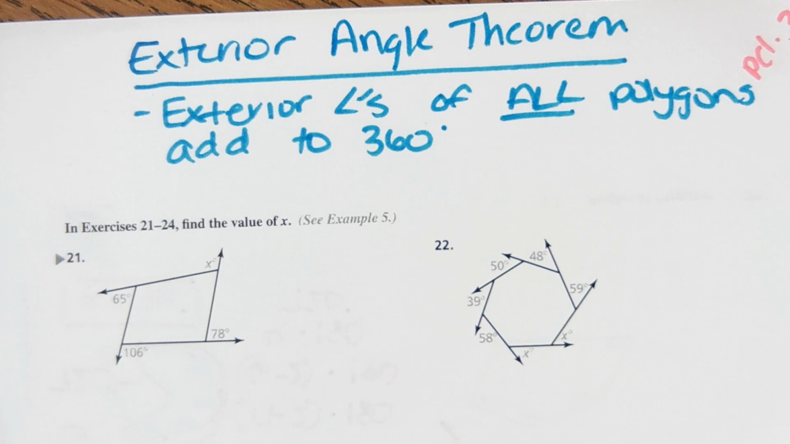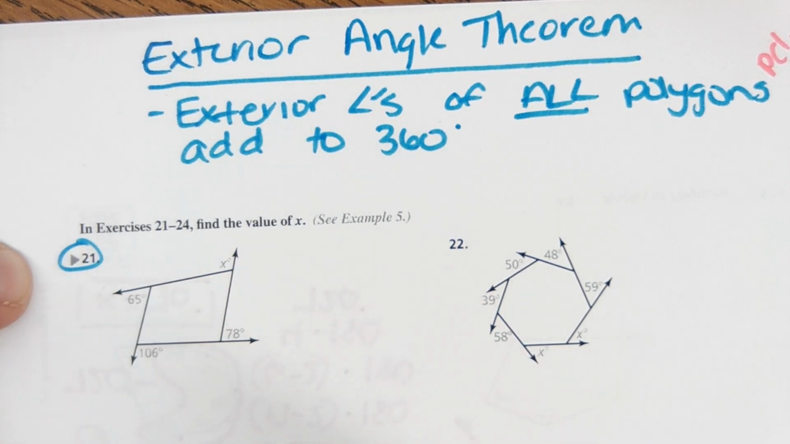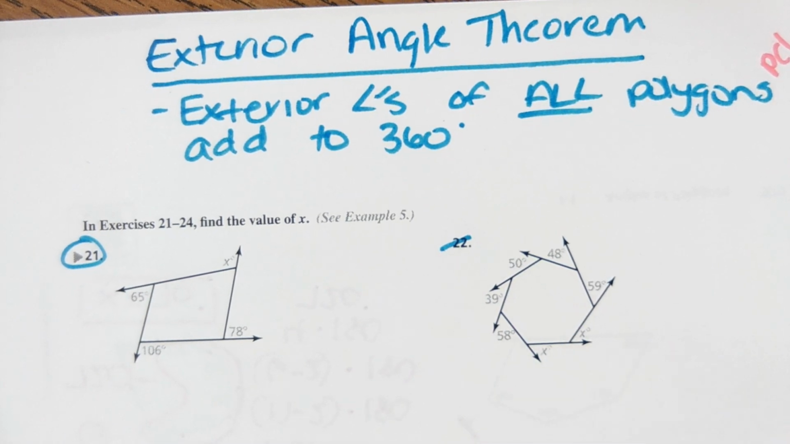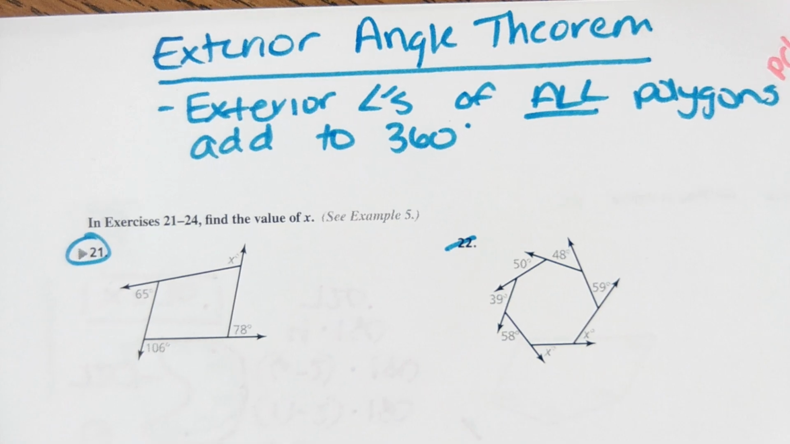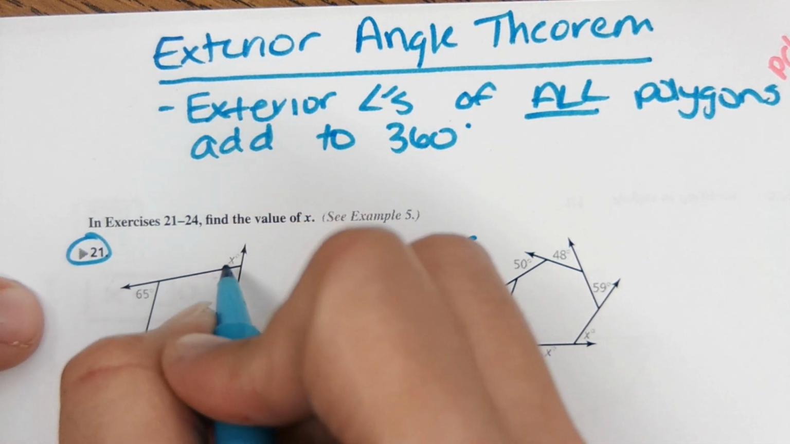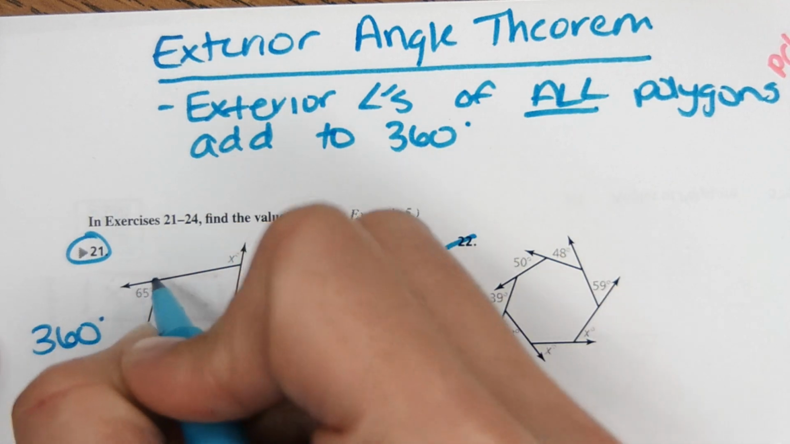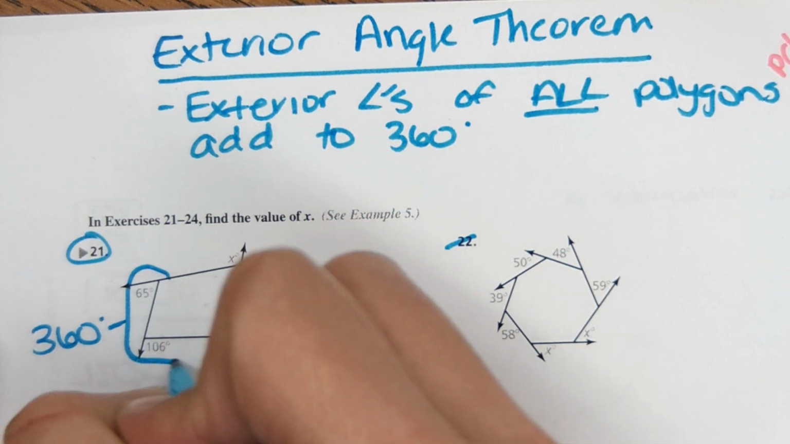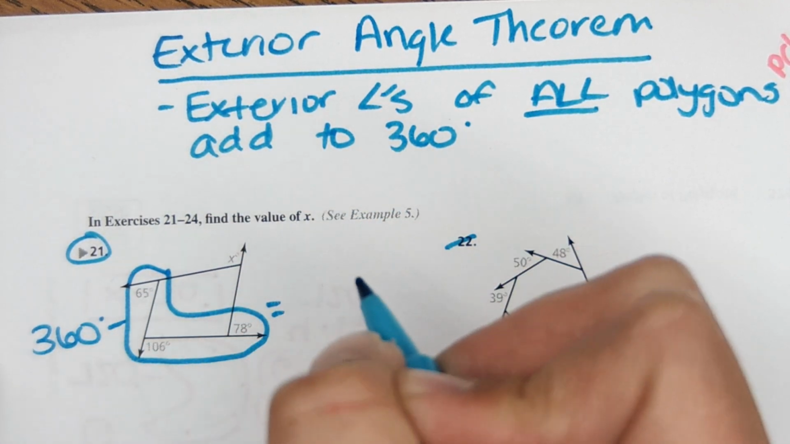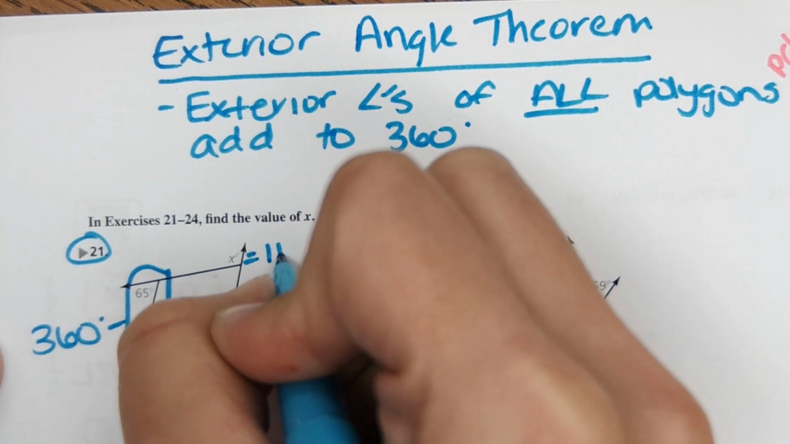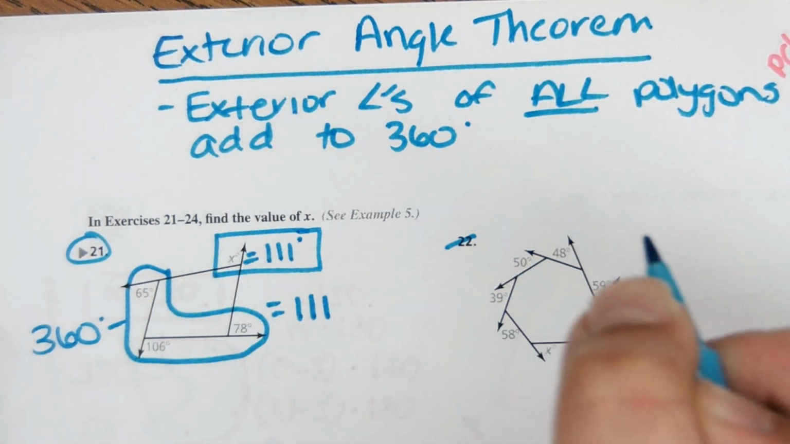Okay, so how are we going to use this information? We're going to do 21, 23, 25, 29, and then the rest you can use the space if you need to. Well, to find x here, all these exterior angles add to 360. So we can do 360 minus these numbers, and it equals 111. So x equals 111 degrees.